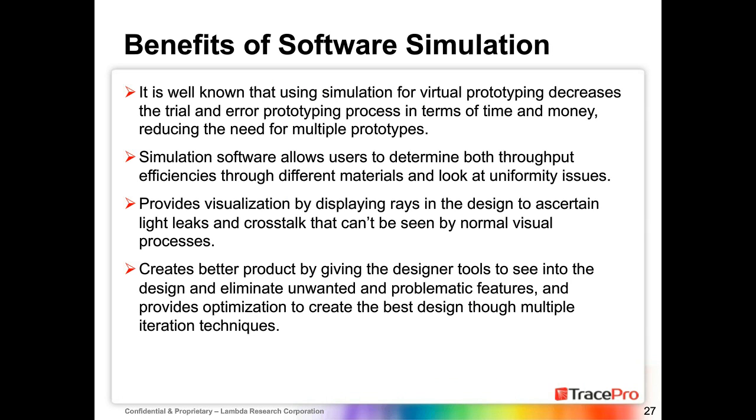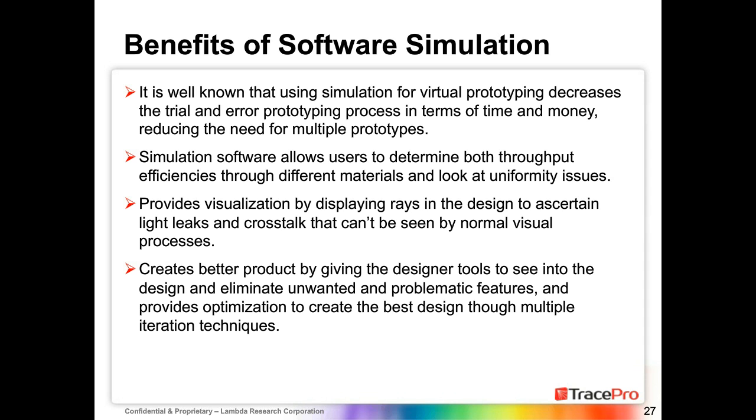So what are the benefits of software simulation? Well, as we've seen from the past slides, it's well known that using simulation for virtual prototyping decreases the trial and error prototyping process. You don't have to make as many iterations. It reduces the amount of time and money because you can do a quick scenario in just a few minutes. Software simulation allows users to determine throughput efficiencies accurately through different materials for different tissue types and look at non-uniformity issues.